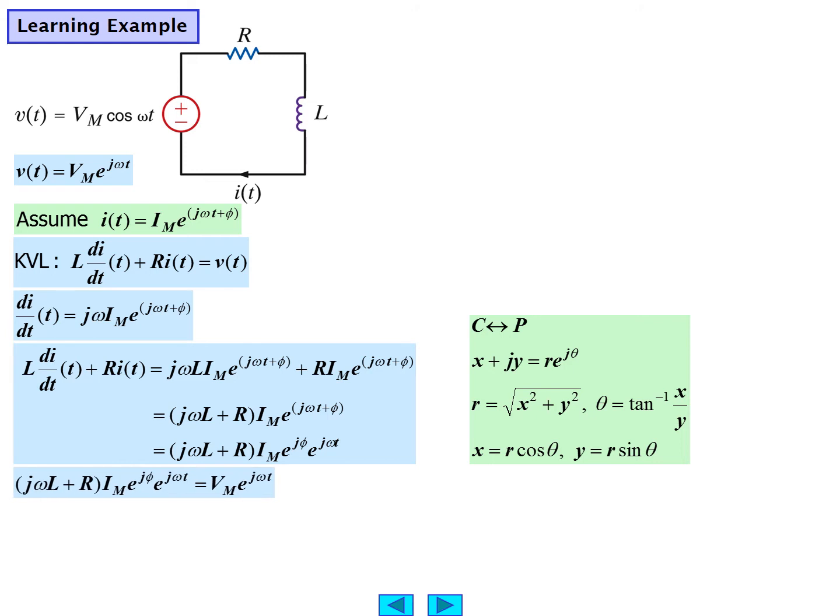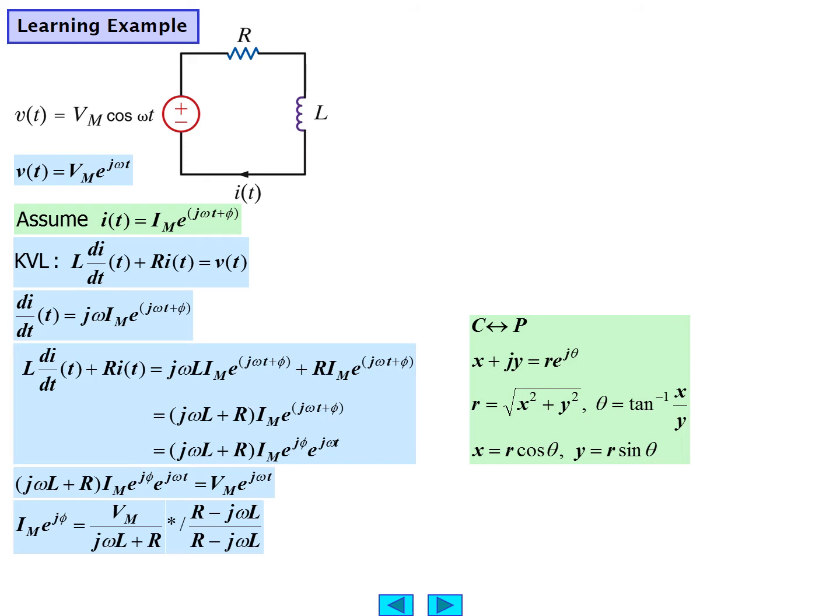We can set that equal to our forcing function, v sub m e to the j omega t. And essentially now you see why e to the j omega t is not necessarily part of the solution, because it could be divided out from both sides of that equation. And we end up with I sub m e to the j phi is equal to Vm divided by j omega L plus R.